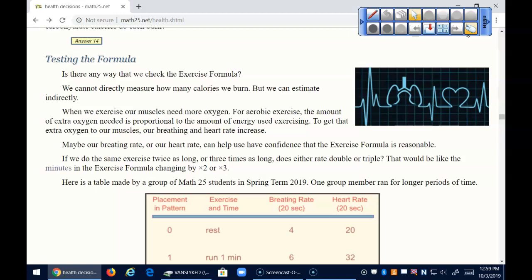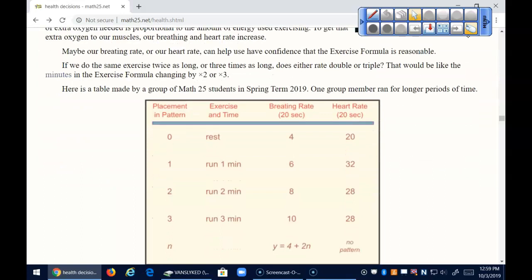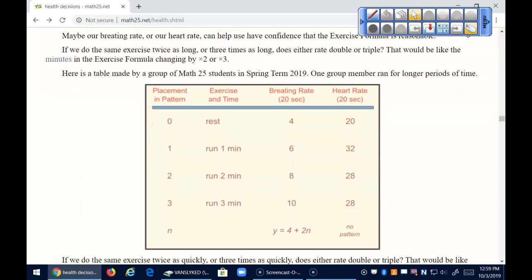Can we check the exercise formula? Not really in class. We don't have some device here that would measure how many calories we burn. But we can estimate. The more you exercise, the more you need oxygen. And for aerobic exercises, it's fairly linear, fairly proportional. If you're exercising twice as hard, your body needs twice as much oxygen. So our breathing will increase, our heart rate will increase, and maybe we can see how that works. So we'll go back to patterns, sort of like we did before. You want some sort of exercise where you can double and triple the intensity.